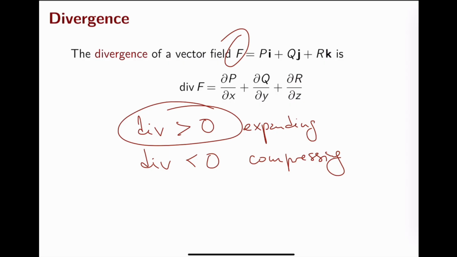In other words, we could say that at the point, more fluid is flowing out than flowing in at that particular point if the divergence is positive. And the other way around, if the divergence is negative, we could say that more fluid is flowing in at the point than the one that is flowing out.